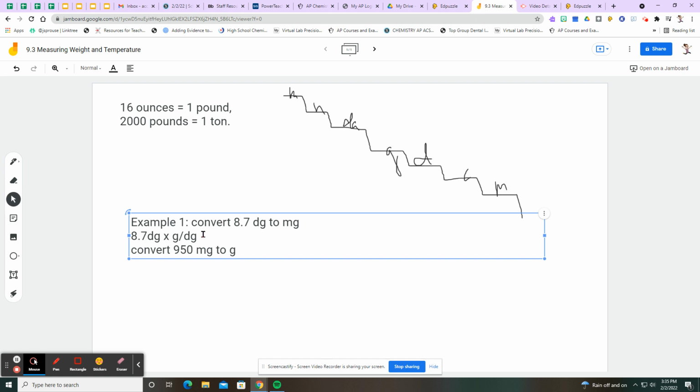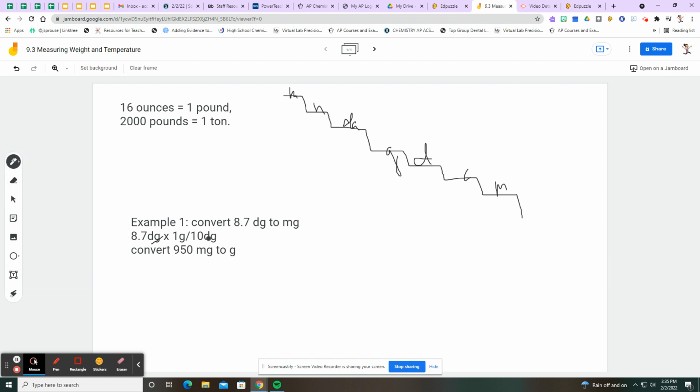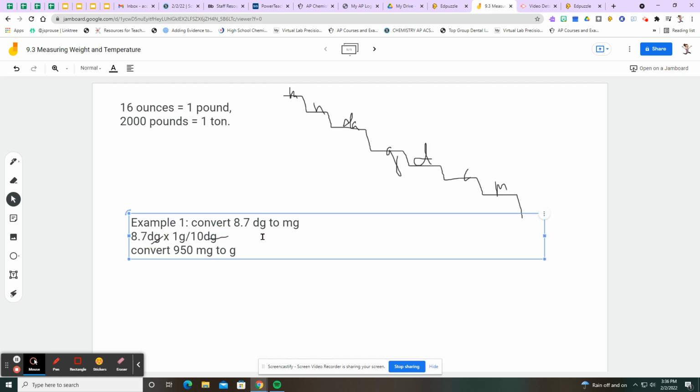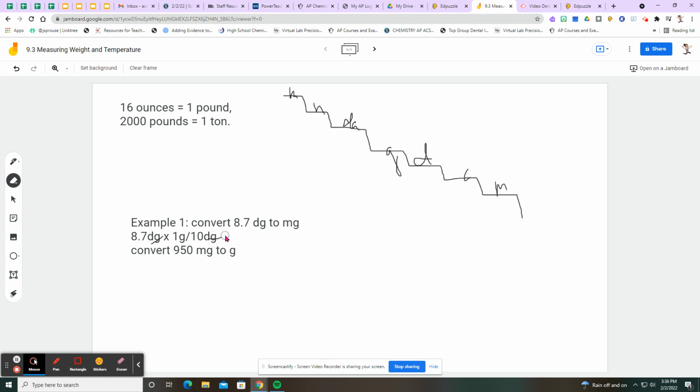So I like to do my units first because then I know if something cancels correctly. The bigger unit gets the 1. Okay, so a gram, I can look up here and see a gram is bigger than a decigram. So 1 gram is equal to 10 decigrams. Well, that gets rid of my decigrams because they cancel. So I'm good there. But now I need to change my grams to milligrams.